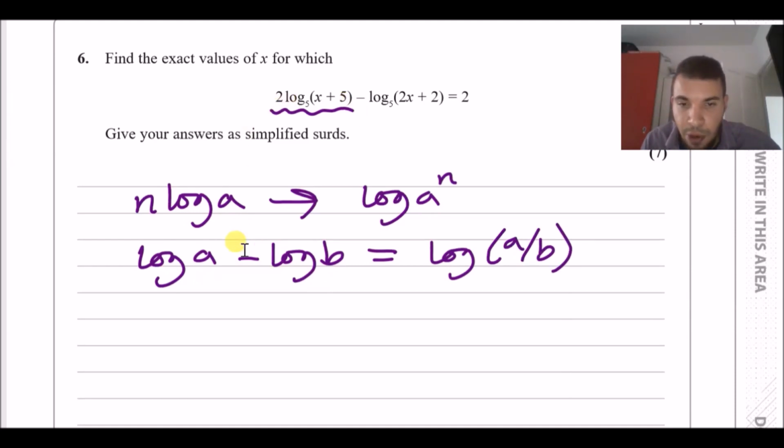And likewise, if you're adding logs, it will be log a b, so log a times b. Okay, so that's really it. Now let's apply these rules to the question, yeah?